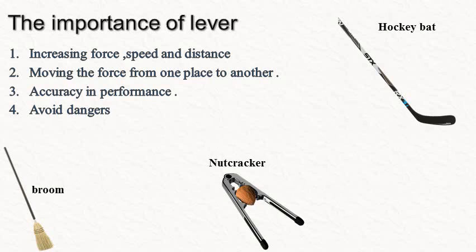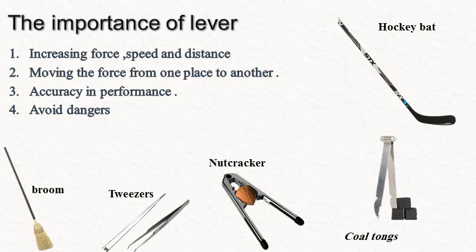Accuracy in performance. Some levers are used to pick up very small objects. For example, tweezers, forceps. And the last one, avoiding dangers. Some levers are used to pick up hot, cold, and poisonous materials. For example, coal holder and ice holder.